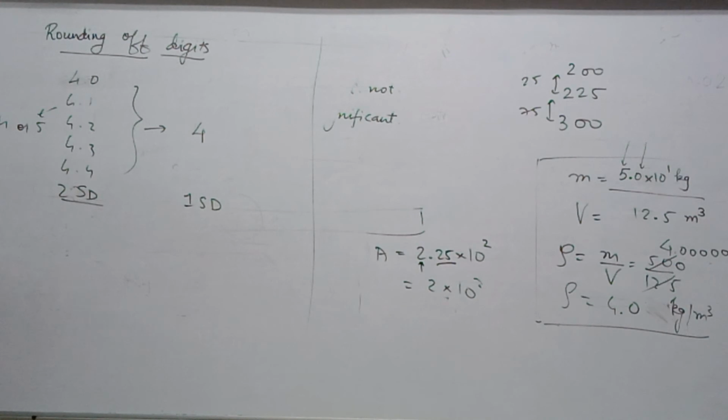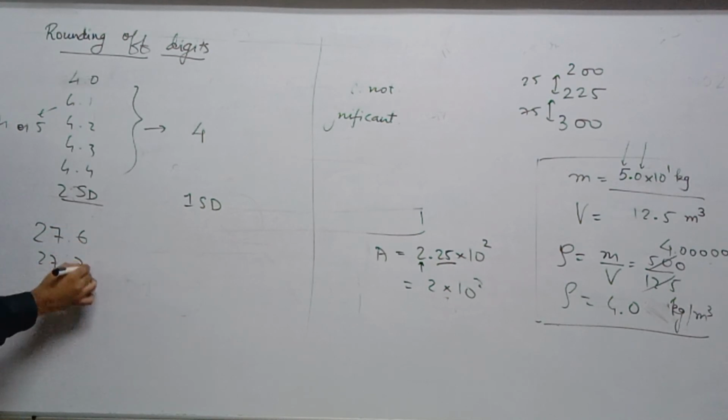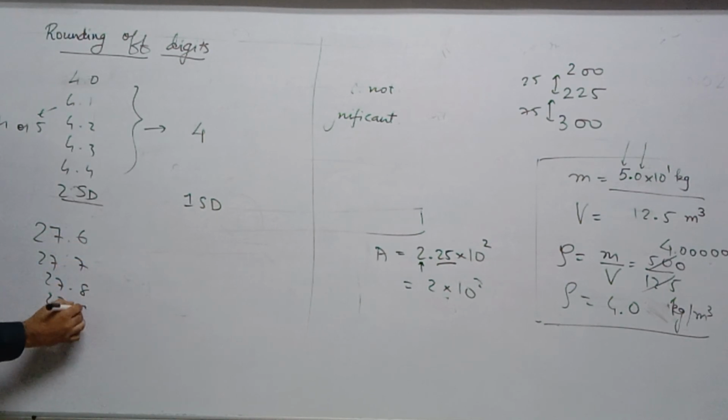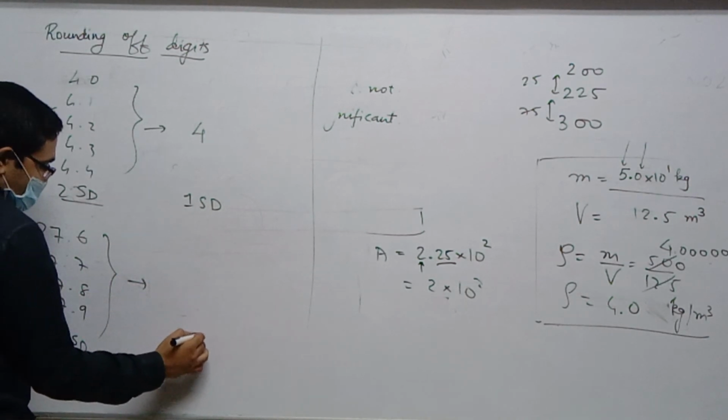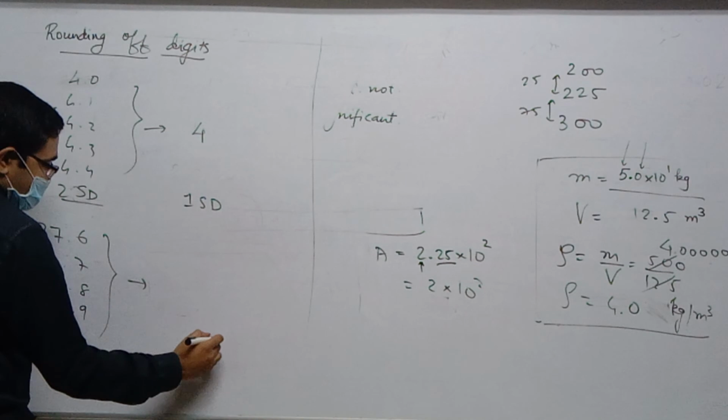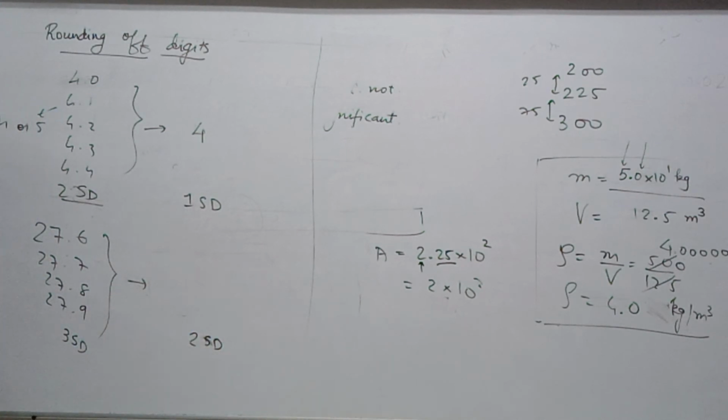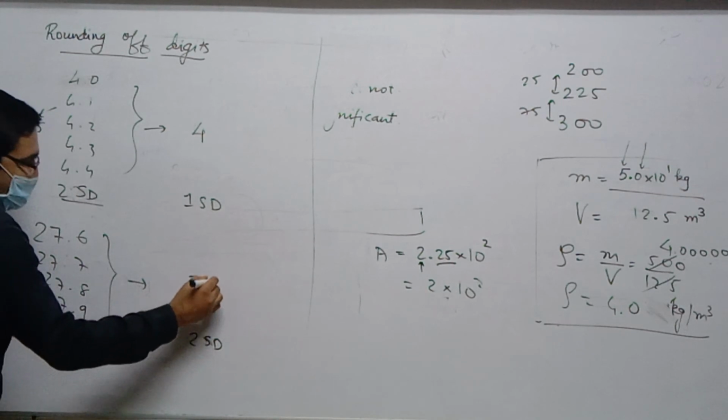Understood? Like this. Suppose you have got something like 27.6, 27.7, 27.8, 27.9. All this, when you round it off to one less digit, okay, this has 3 significant digits, and suppose you want to round it off to 2 significant digits. So, do you realize you should make it 28? I see you are getting a feel of it now. Yes. And this is 27.6, 7, 8, 9, so it is close to 28, so let's make it 28.